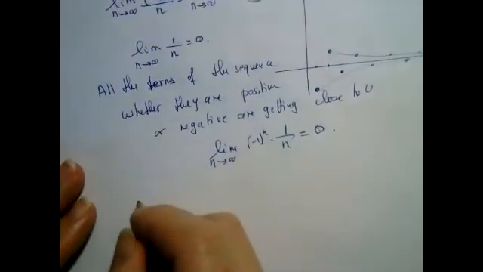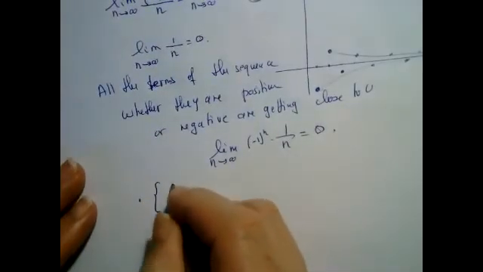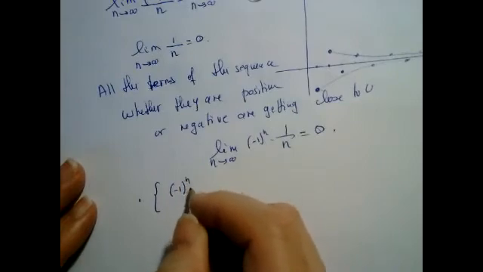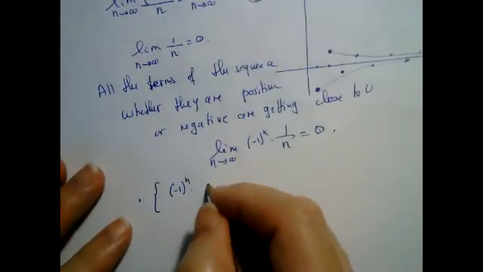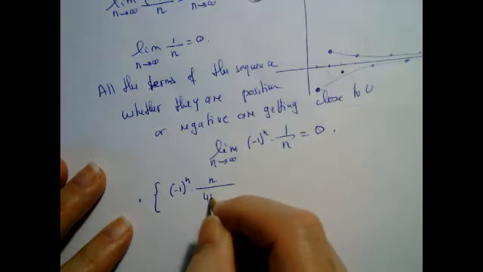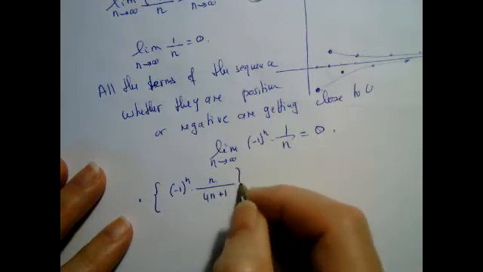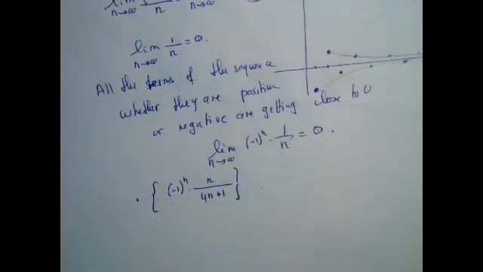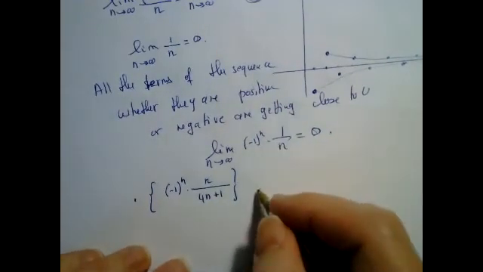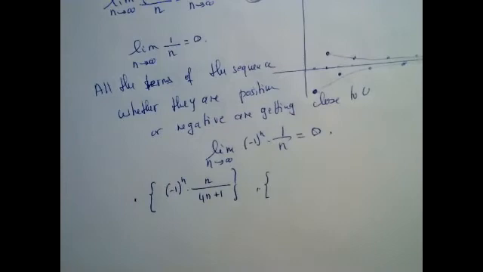So suppose now I take the following sequence: (-1)^n times n over 4n plus 1, let us say. That's the sequence I'm going to look at. All right, so let's see how the terms are. I'm going to write the first few terms just to have a feeling for it. So let me assume I'm starting at 1, for example.